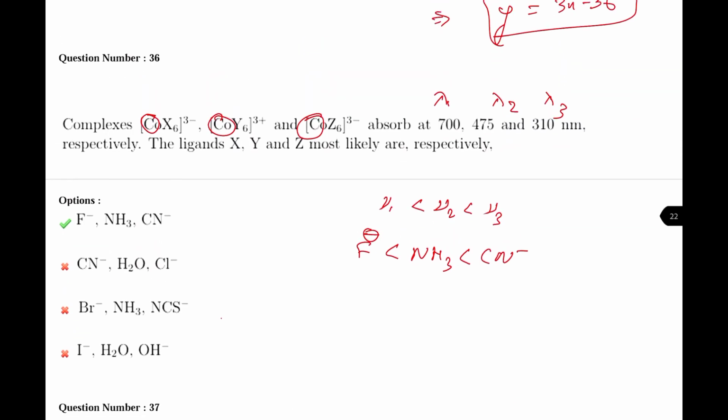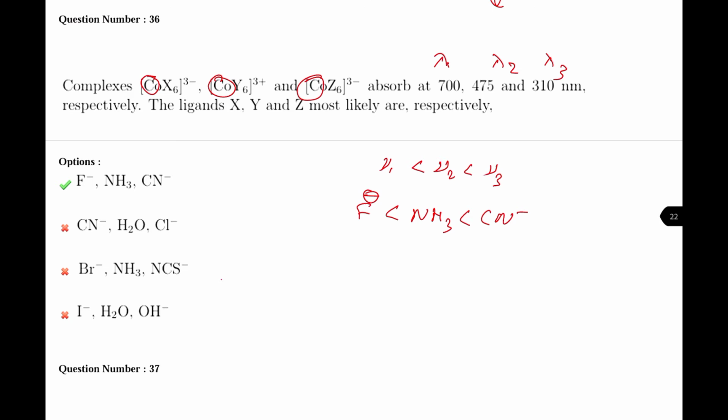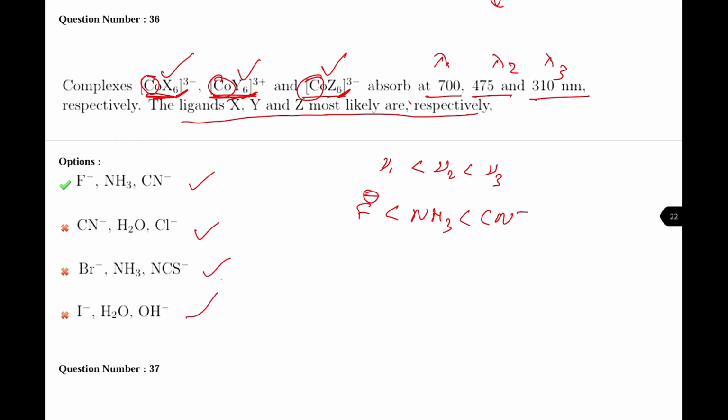Now coming to the next question, complexes. If you see, all are cobalt complexes, there is X ligand, Y ligand, Z ligand, all octahedral complexes with 6 ligands, absorbing at 700, 475 and 310 nanometer respectively. Ligands X, Y, Z are most likely to be. So as expected, this question is from the spectrochemical series.